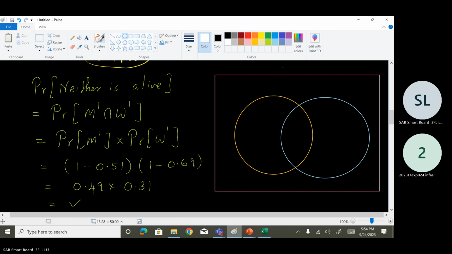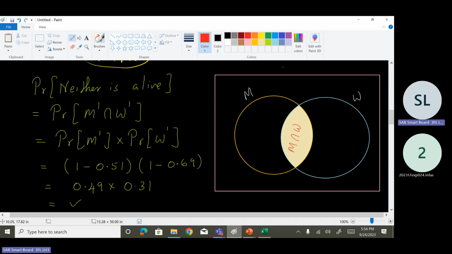So in the Venn diagram, take this to be M and this to be W. This portion represents M and W, and this is man living and woman living part. Both alive, this part. I'll use the same color to highlight, because two pieces here and there will be there.